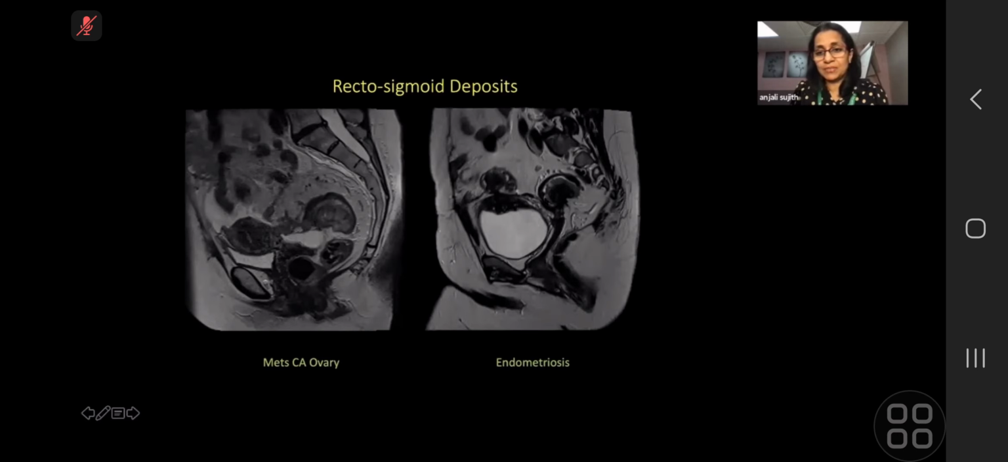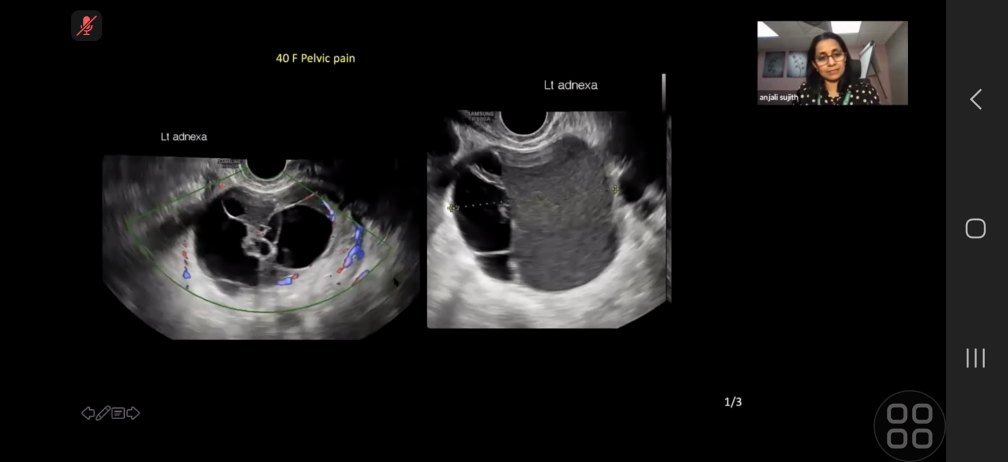Remember, in endometriosis we had the mushroom cap sign, and this again will look similar to the endometriotic deposit, except that the signal is completely different. The plaque is very low signal on T2, whereas the metastatic deposits will be of intermediate or soft tissue signal on T2. And there will be other signs of metastasis, whereas here you will see other signs of endometriosis.